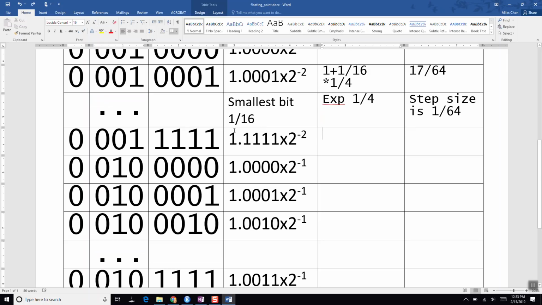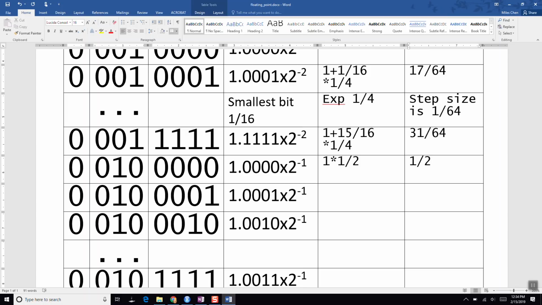Okay, now I come to here and I have 1, 1, 1, 1, so this is going to be 1 and 15/16 times 1/4. And what does this become? 31/64. Okay, so we're just shy of a half. All right, and so when I get to here, what do I have? I have 1.0000, okay? So I have 1 times 1/2, and I get 1/2.